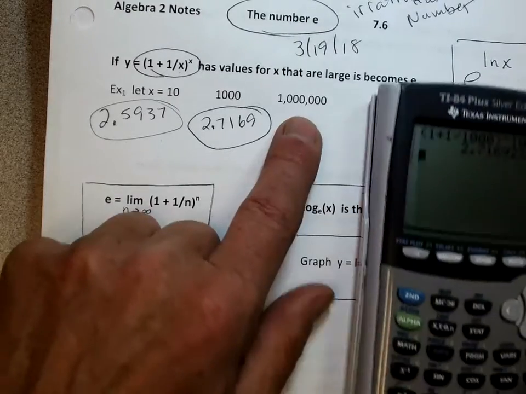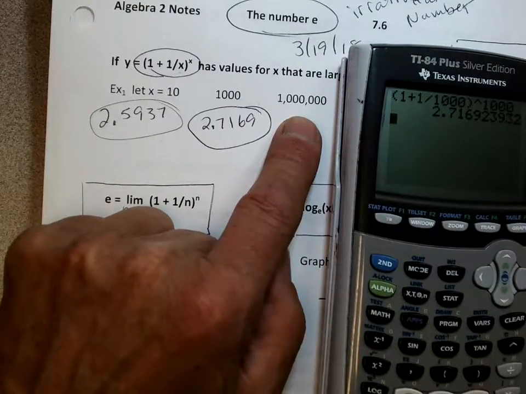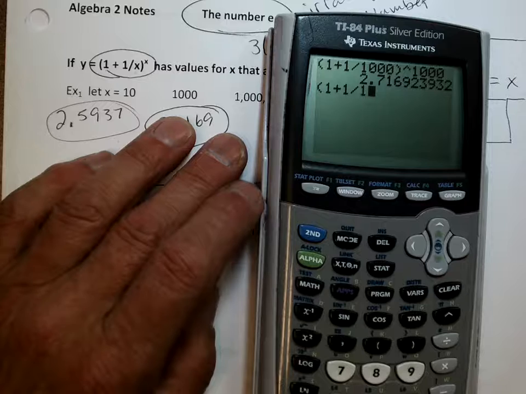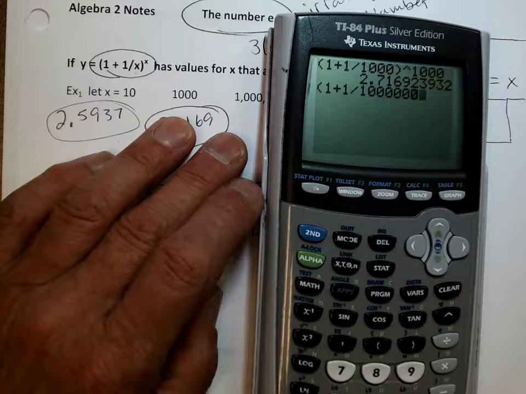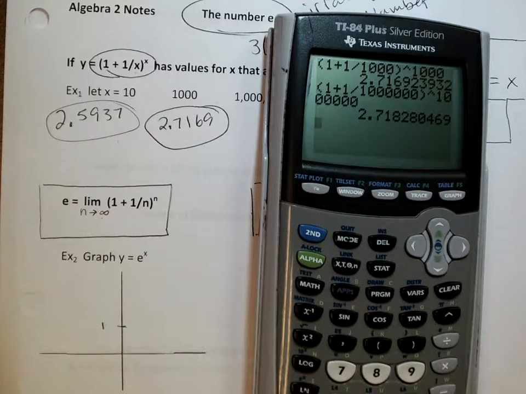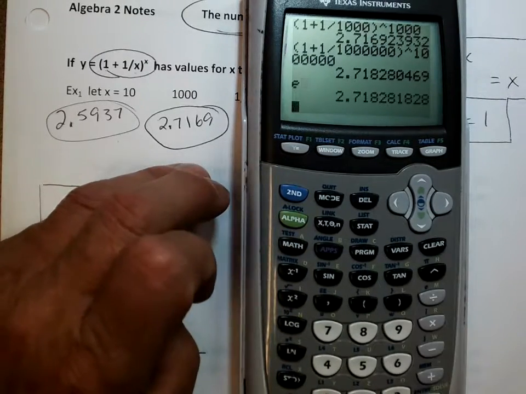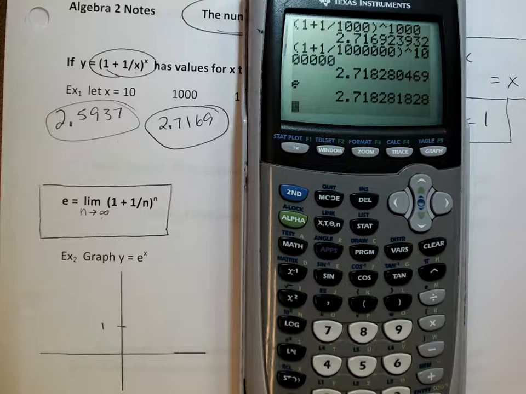Okay, then if I get even bigger, to the millionth, I go parentheses 1 plus 1 divided by 1 million, so 6 zeros, to the 6 zeros. Hey, now this time we're getting pretty close to the number e, right? So if I compare this to the number e, they're pretty darn close, aren't they, right?